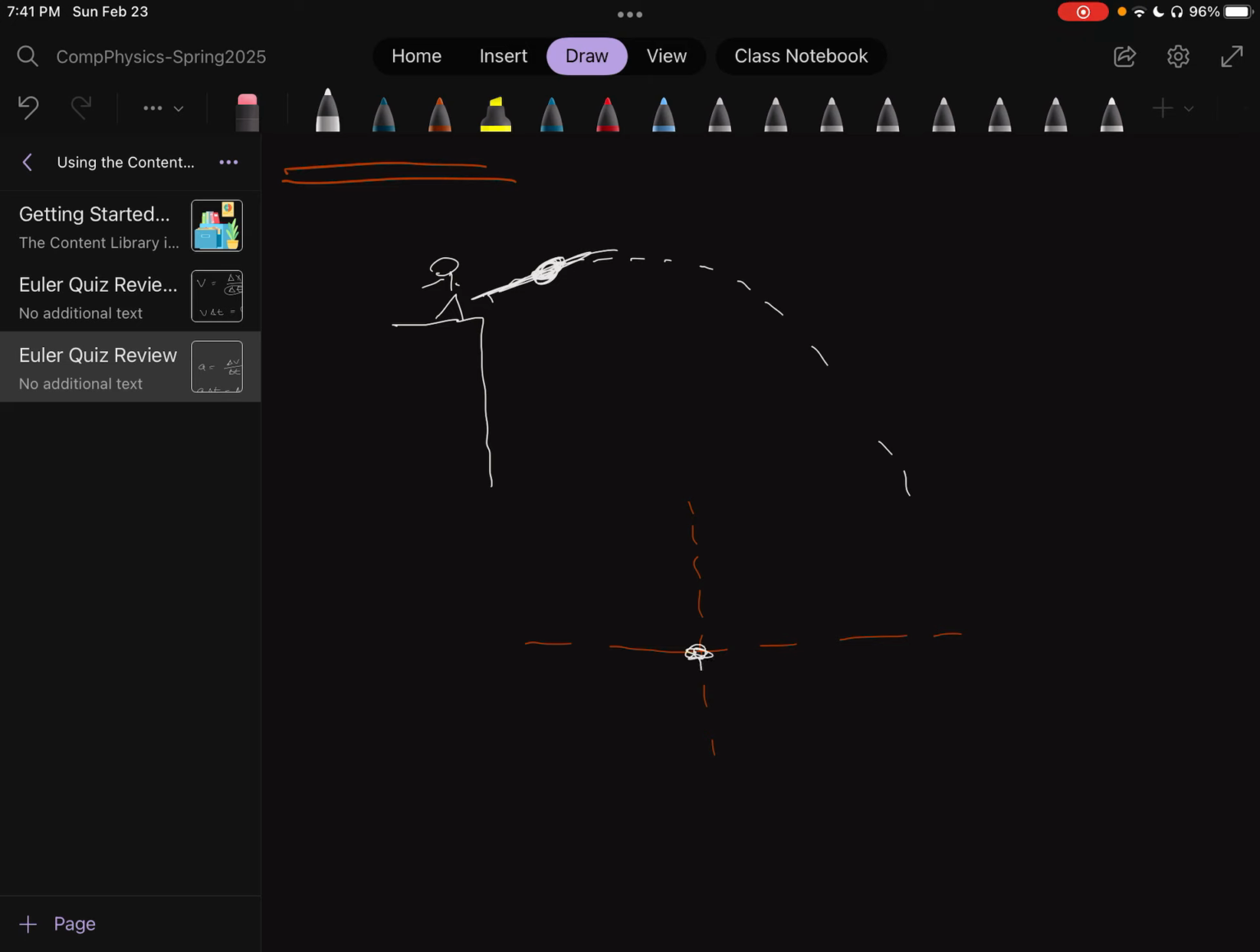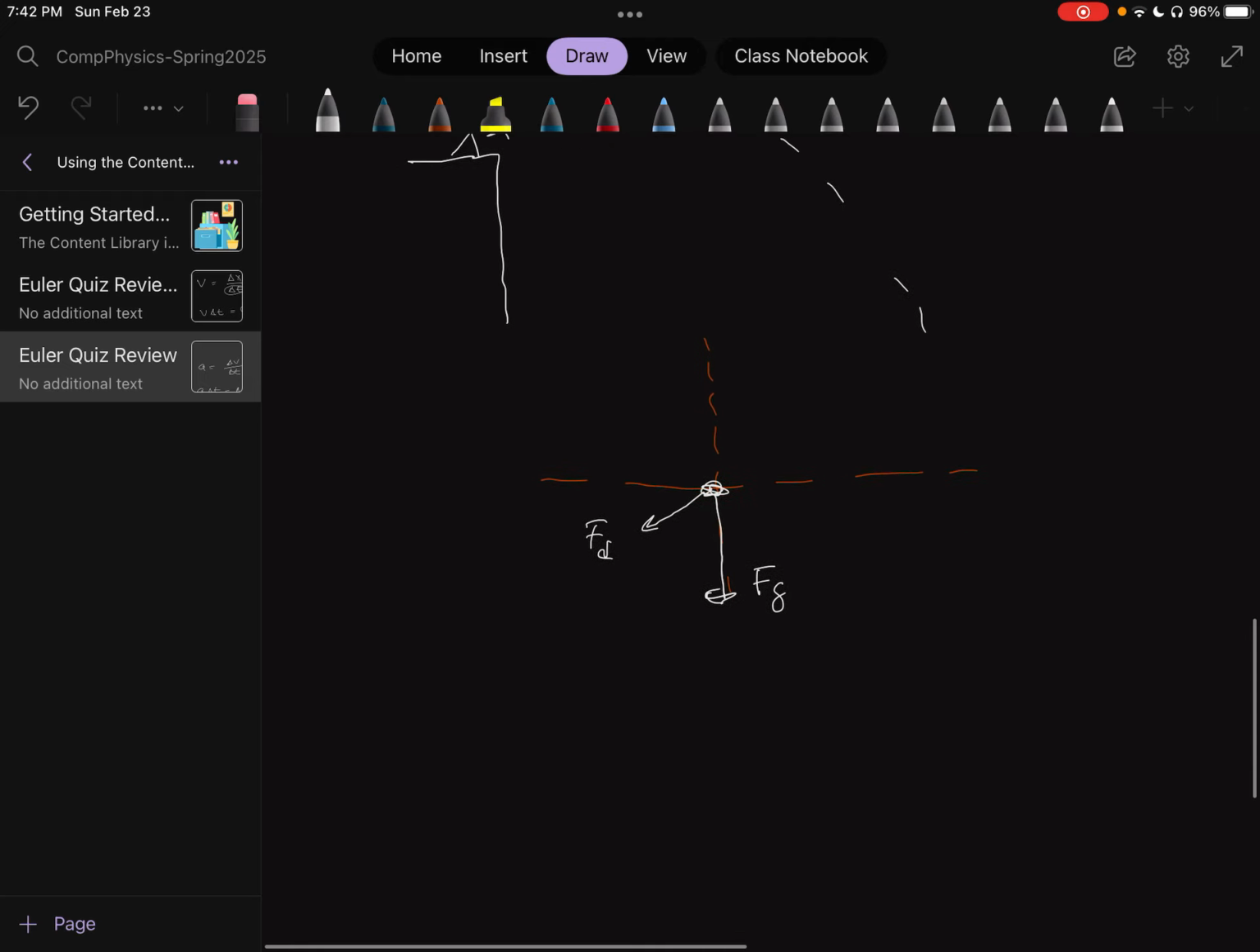The forces acting on the ball: we have gravity, and if the object is moving in this way, that's our velocity. Drag will be opposite that. I probably made that a little too big. So let's make drag like that.